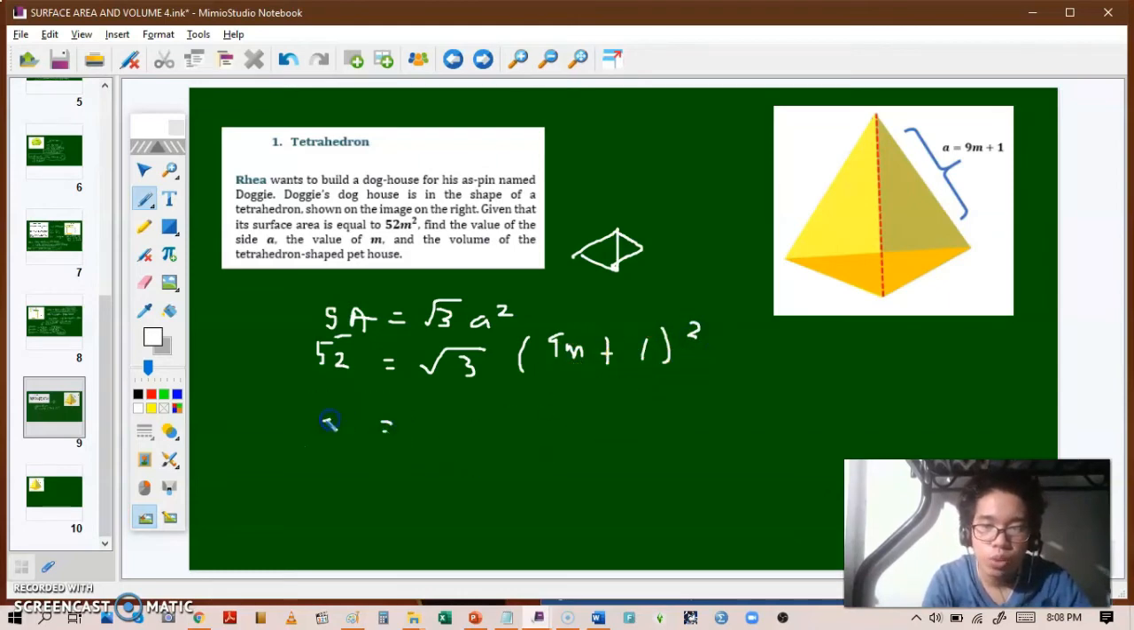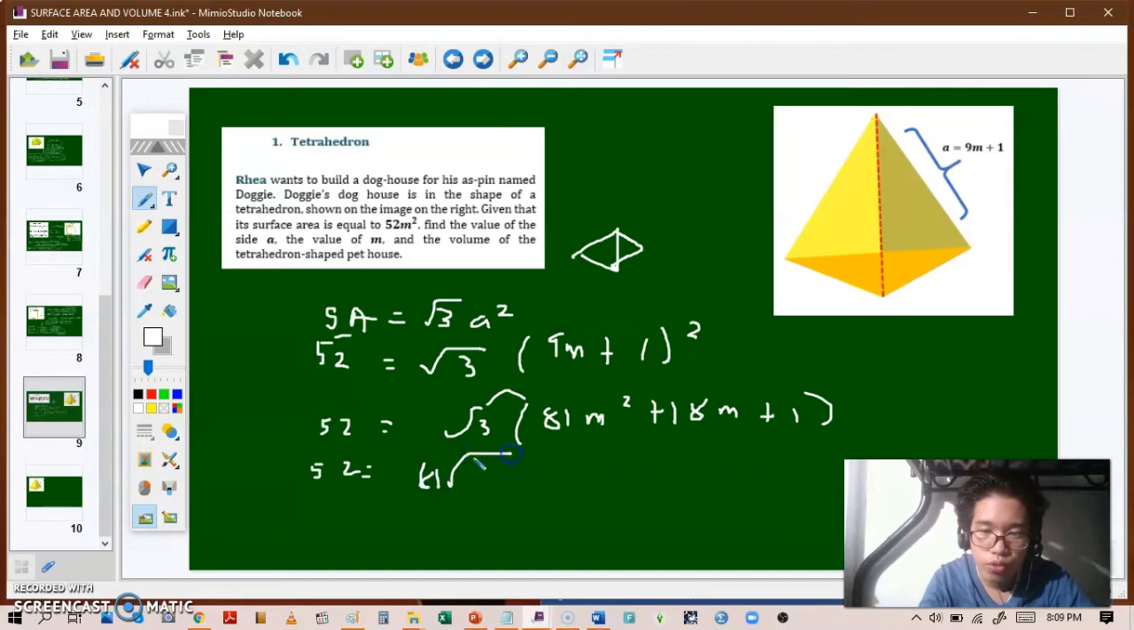So we get 52 is equal to square root of 3 times, so that's going to be 81m squared plus 18m plus 1. And then from here we can distribute the square root sign. So that's going to be 52 is equal to 81 square root of 3.